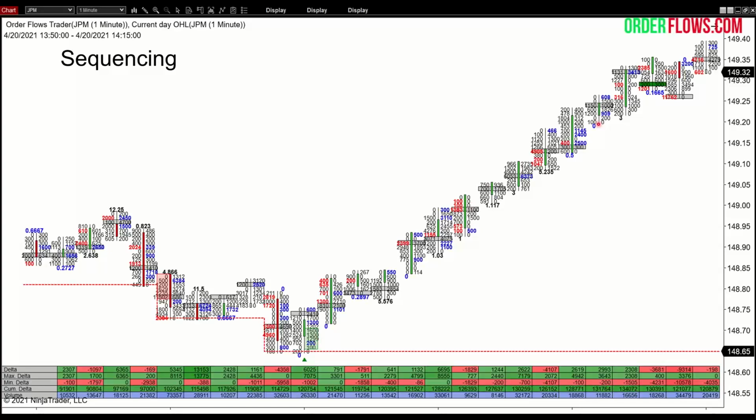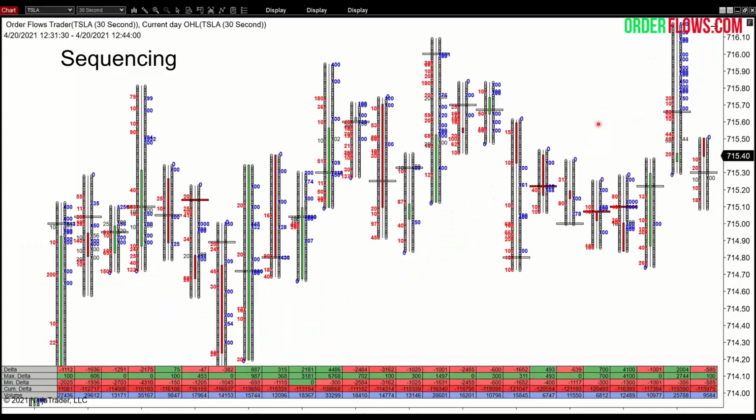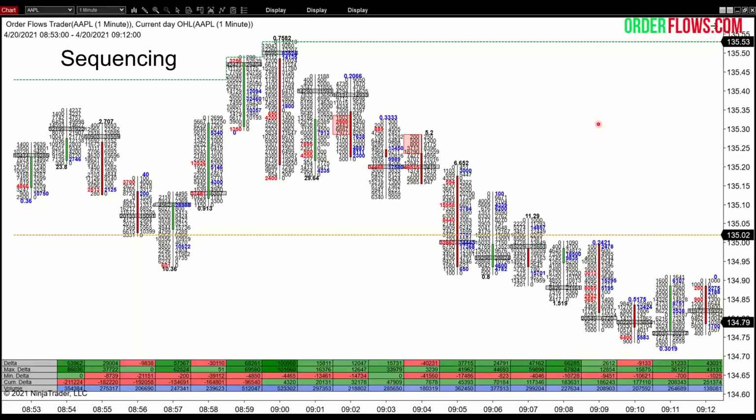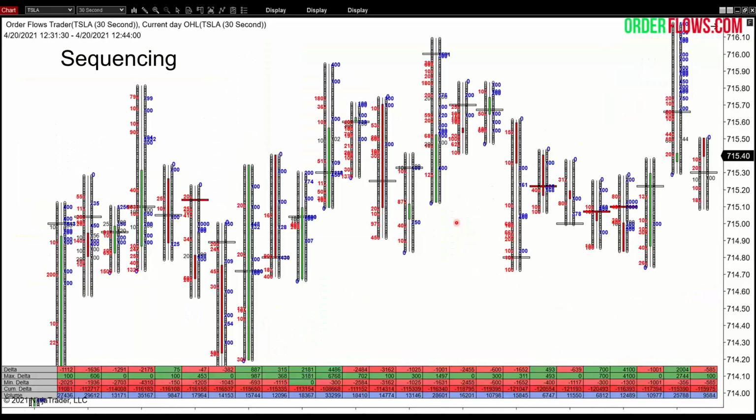Okay. Now, the thing with the order flows, I get this question a lot, and I sort of want to touch it. Right. This is Tesla. This is a 30-second chart, for example. If you're going to use order flow on stocks, there really have to be stocks that trade like JP Morgan or Apple. Stocks that have a lot of volume at every price increment. On stocks that sort of jump around, it's not going to be very effective, right?